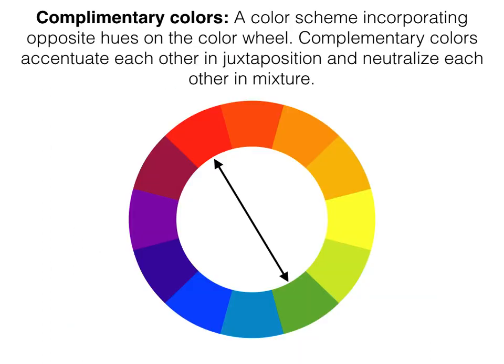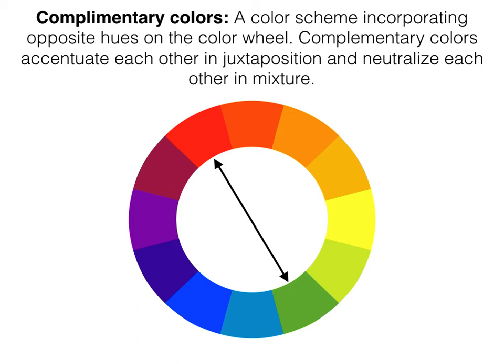All right, complementary. A color scheme incorporating opposite hues on the color wheel. Complementary colors accentuate each other in juxtaposition and neutralize each other in mixture. So this is a more interesting and dynamic one. The first example that we see here is red-green, but you could spin that arrow in any direction. It's just any color that is directly across from each other.